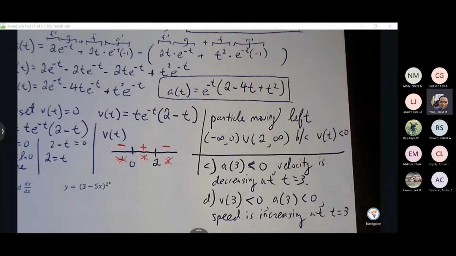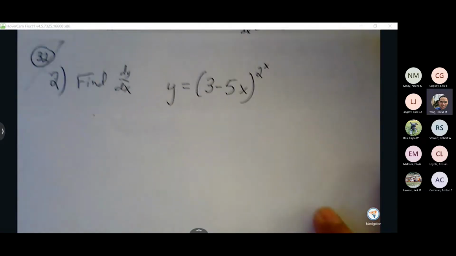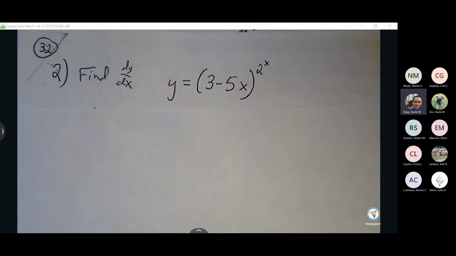Okay, everybody okay? A through D. Okay, let's look at number 2. Got the key on page 32. But here's number 2. Okay, look at how this is set up here.